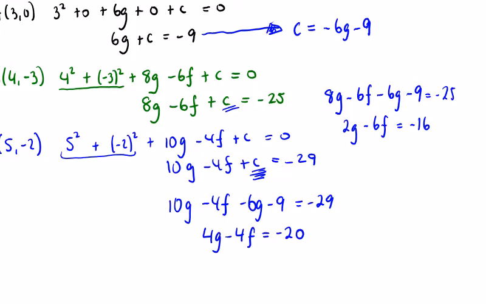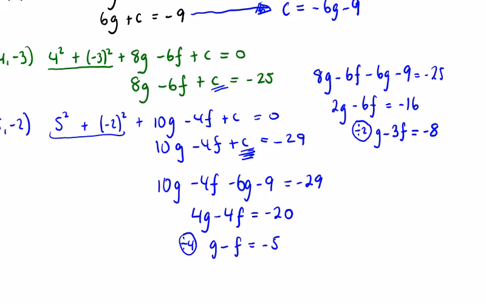and actually if we divide across by 4 and we divide this one by 2, I can see I can have the same amount of g's. So I'm going to have g minus 3f is equal to minus 8, and this one dividing it by 4, I'm going to have g minus f is equal to minus 5. So I'm going to bring this one up to meet this one, or this one down. Either way, it doesn't matter which direction you go.